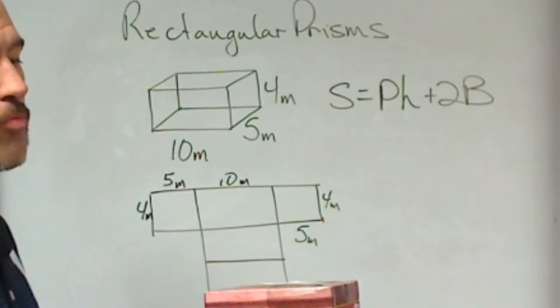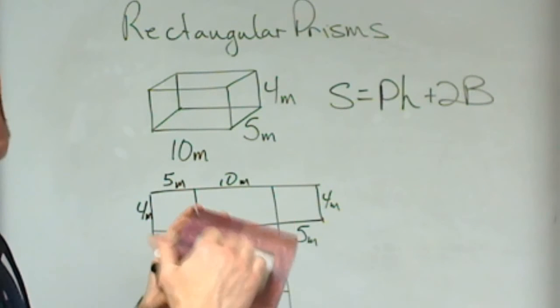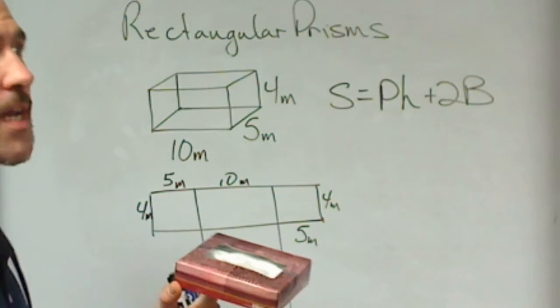For volume, like we talked about before, volume is filling this box up. How much can I put on the inside of this box? That's volume. Surface area is covering the outside of this box.